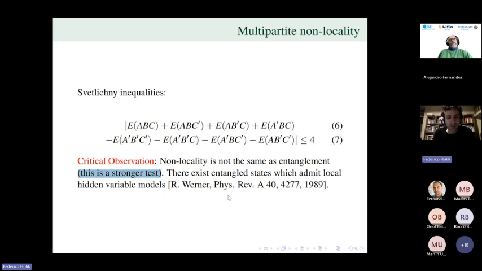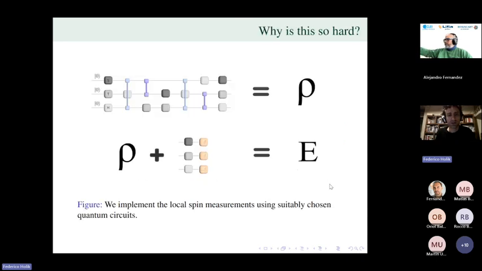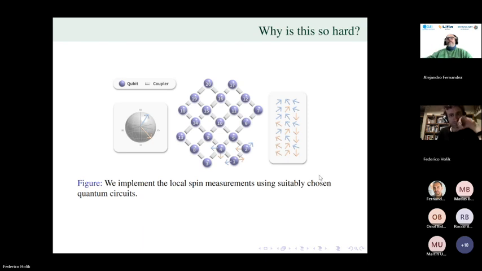And also, this is the paper that I was talking about. Perhaps you can have a check on this. In our paper, we give some more information about this. This is quite important. So why is this so hard?